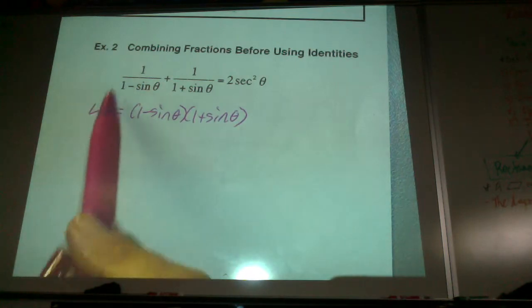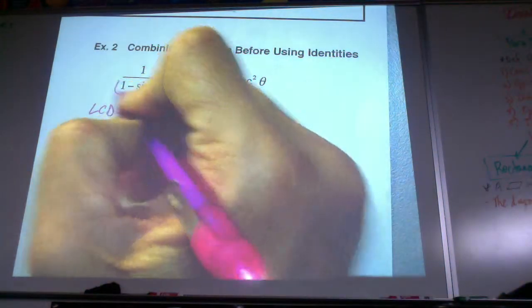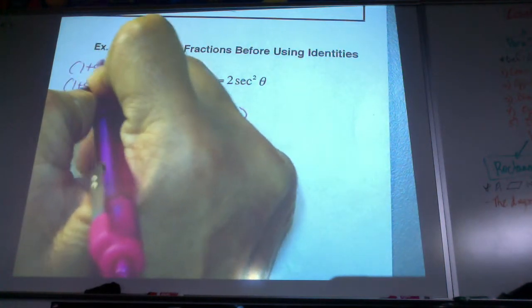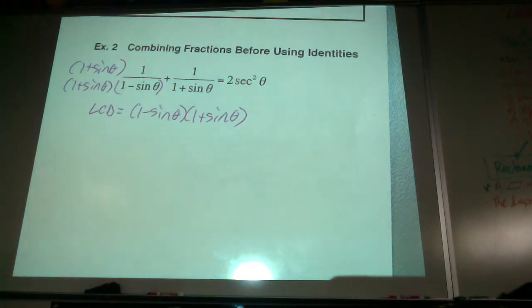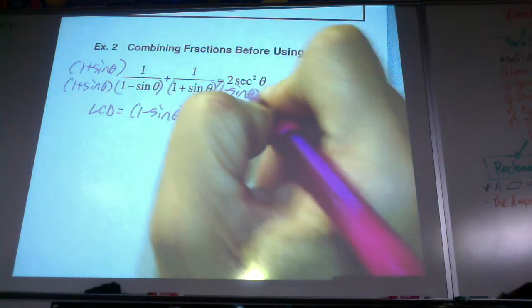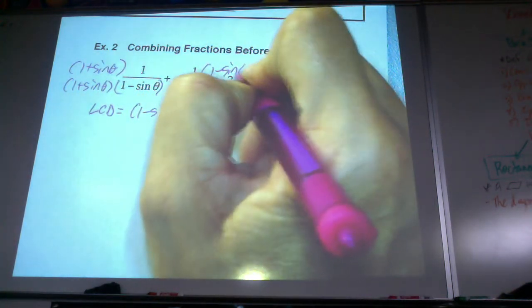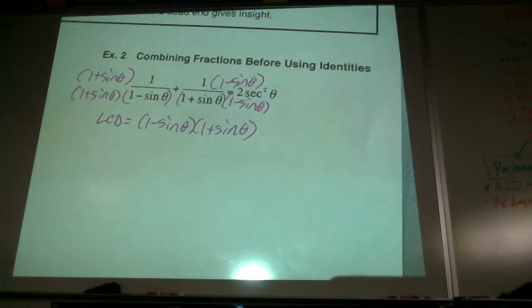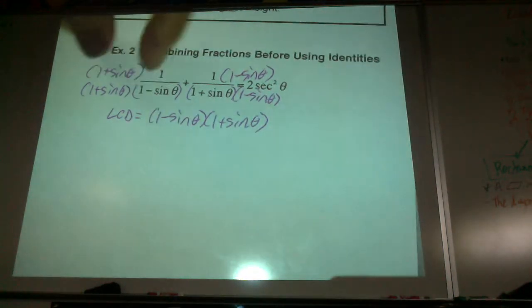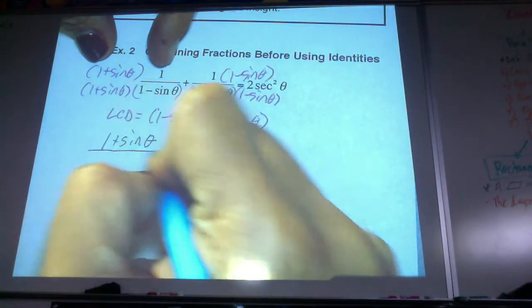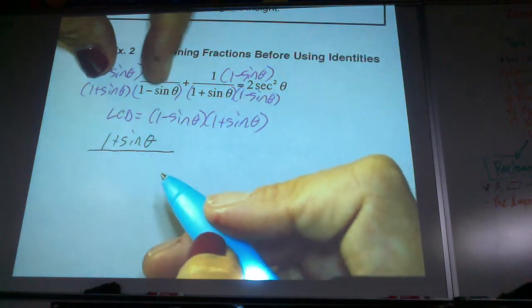And then I want to multiply top and bottom of each of these by what they're missing. So this denominator is missing 1 plus sine of theta. So I want to multiply numerator and denominator by that. The second fraction is missing 1 minus sine of theta. So top and bottom get multiplied by that. If in doubt, write it out. Show all work. So we're going to multiply the top together. So these two get multiplied. You're just left with 1 plus sine of theta over that LCD. Don't multiply the LCD out yet.